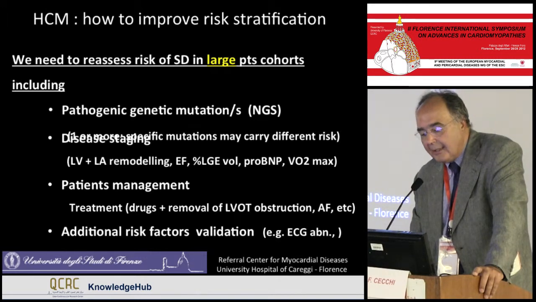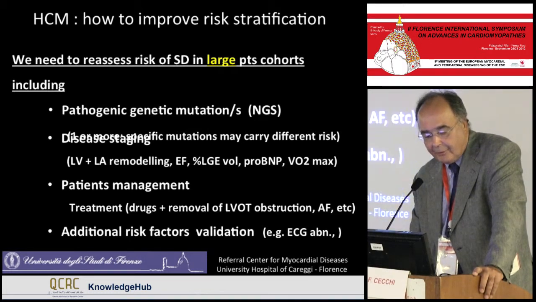It might be that, as we showed in one paper, more than one pathogenic genetic mutation carries a higher risk, or some specific mutations might be reanalyzed regarding risk of sudden death. Also, disease staging, as I showed you before: left ventricular, left atrial remodeling, ejection fraction, mass of late gadolinium volume, presence of proBNP and VO2 max value, and also how we manage our patients. If you remove the obstruction or if you remove atrial fibrillation, clearly you probably improve the survival, but also you probably reduce the risk of sudden death.